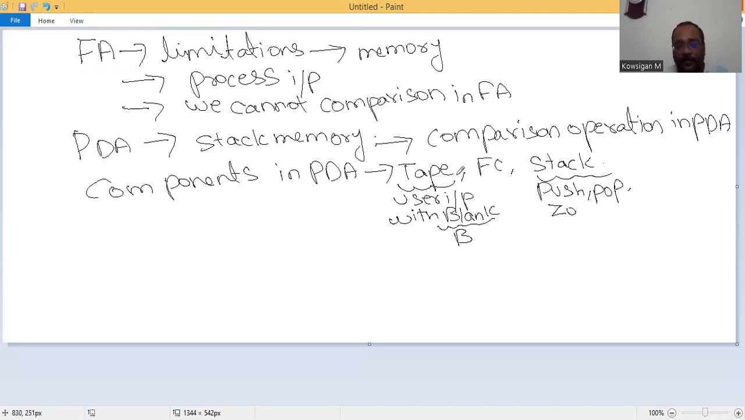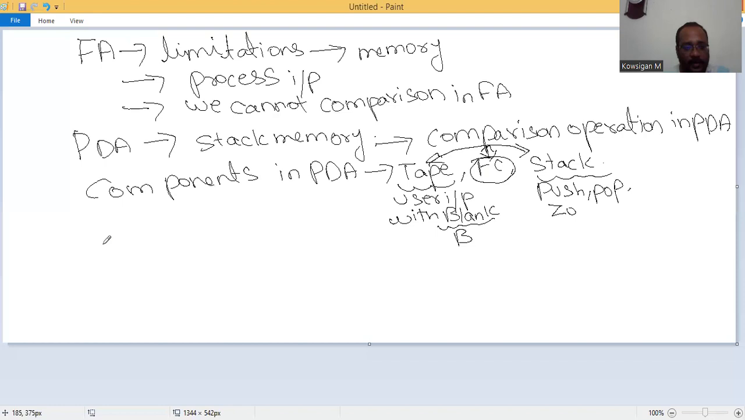The input will be processed by push-down automata by using the tape as well as the stack. The tape is just to process the input. The stack is to compare and to perform the operation. The operation between the tape and the stack is performed by the finite control. The state transitions, moving the input from one state to another, and performing the push and pop operations with the help of the stack, are performed by the finite control.